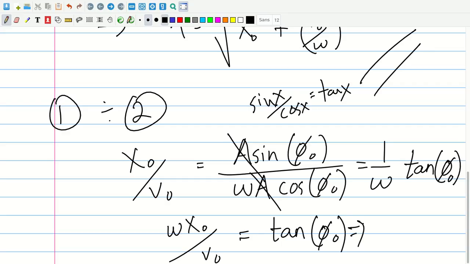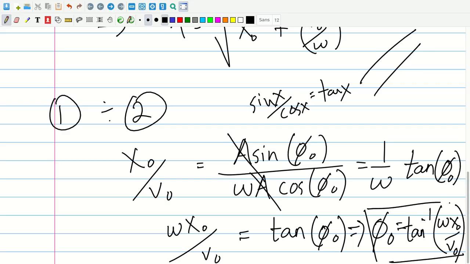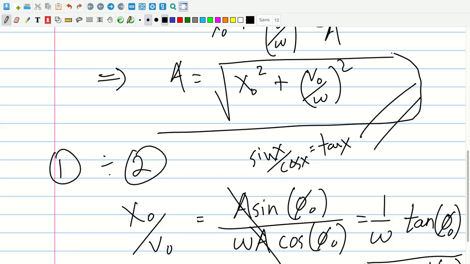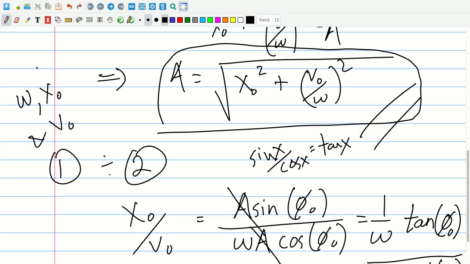Okay, so that means that if I do tan inverse of both sides, phi naught becomes the tan inverse of omega x naught over v naught, and then getting that result. So there's phi 0 that you can find, and there is the amplitude of your oscillation that you can find, provided that you have omega x naught and v naught. So the initial displacement, the initial speed, and the angular frequency of oscillation. Okay, so we have that.